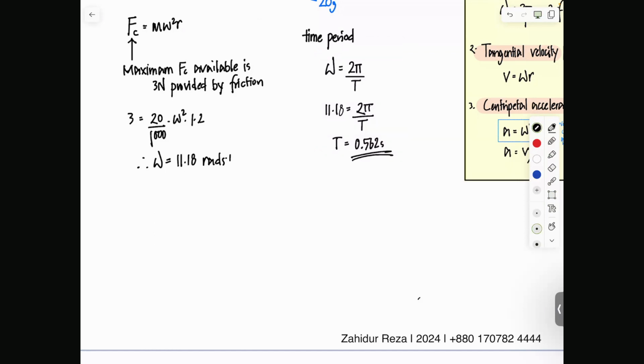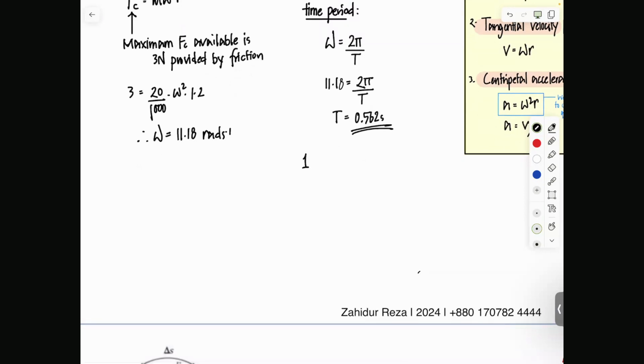Why did I suddenly go for time period? Time period is the time taken for what? One rotation. And I need the number of rotations in what time? One minute. Can I do the unitary method? If one rotation takes X seconds, then in one minute, how many rotations would there be? So I'm going for the unitary method here.